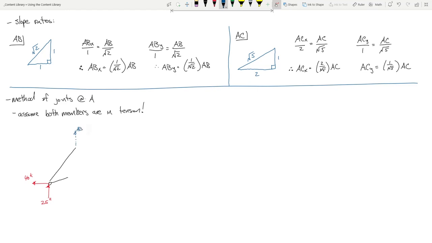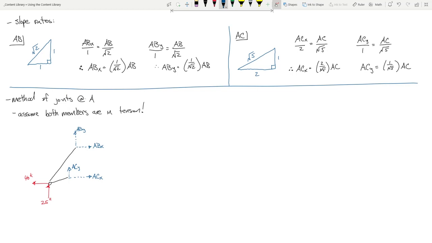And now I'm going to call this AB. Y, A, B, X, A-C-Y, A-C-X. Okay, because I've already handled the slope ratio aspects of this. I've already taken care of that. Okay. So, that's what's going on with this joint.